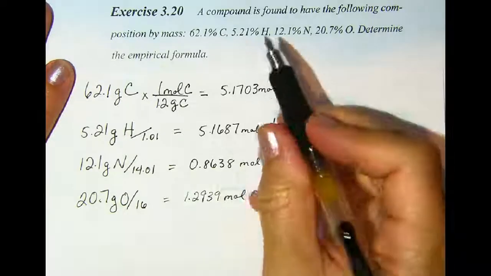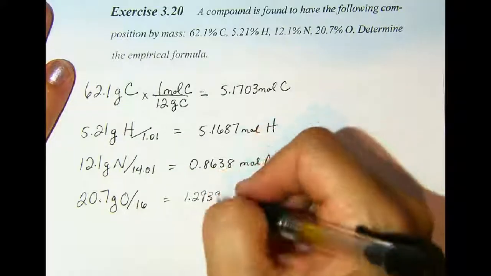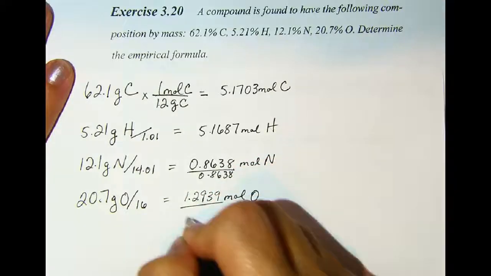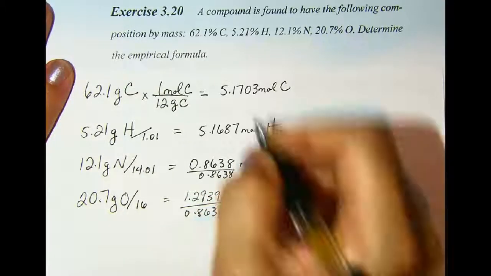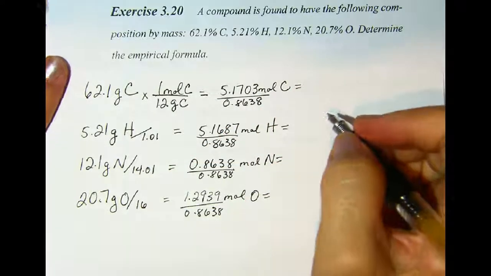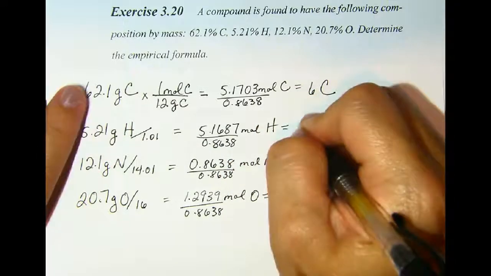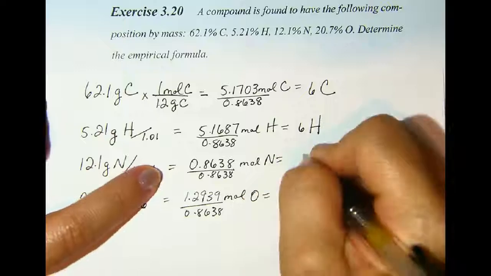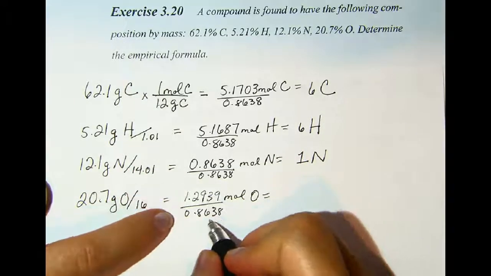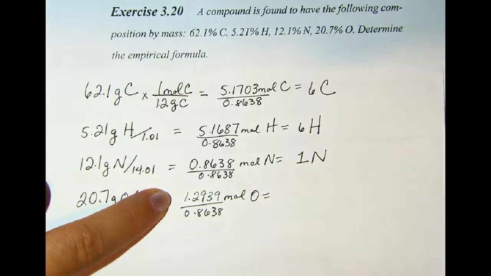So now that I've done percent to mass, mass to mole, I want to divide by the smallest of these, which in this case is 0.8638. So all of these is going to get divided by 0.8638, and that's going to end up giving me hopefully some sort of whole number. Here I'm going to get 6 carbons. Here I'll get 6 hydrogens. Obviously this is 1 for nitrogen, but when I divide this by this, I don't actually get something that's going to be easy to round to a whole number.